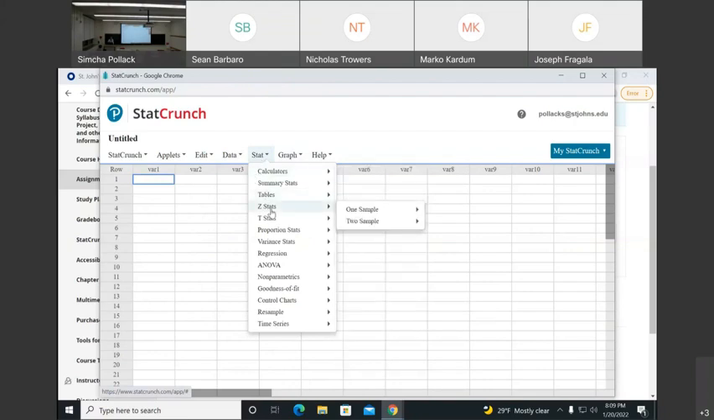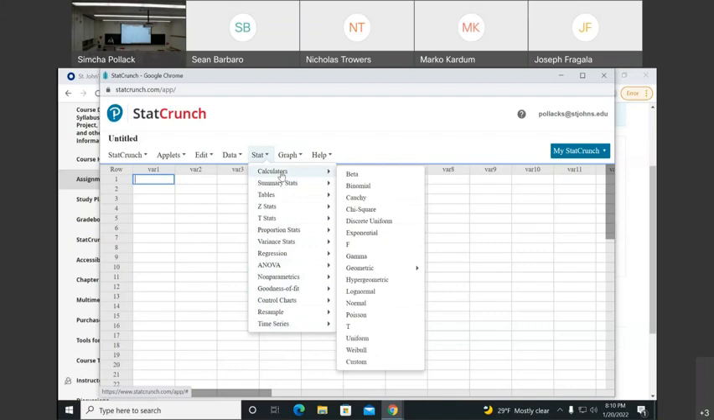Turns out in chapters 11, 12, 13, 14, you'll be using T-stats, some Z-stats, regression. But right now we're going to go to calculators, because we really want to do a calculation about a Z-score. There are all these different calculators, and the one we'll be using mainly, not the only one, for chapter 7 is the normal calculator. If you click on that, this is what opens up.